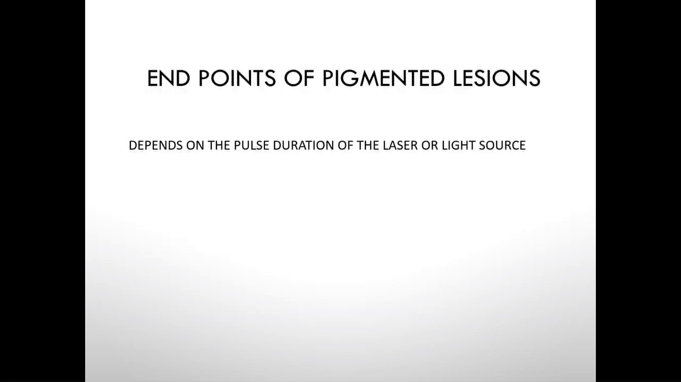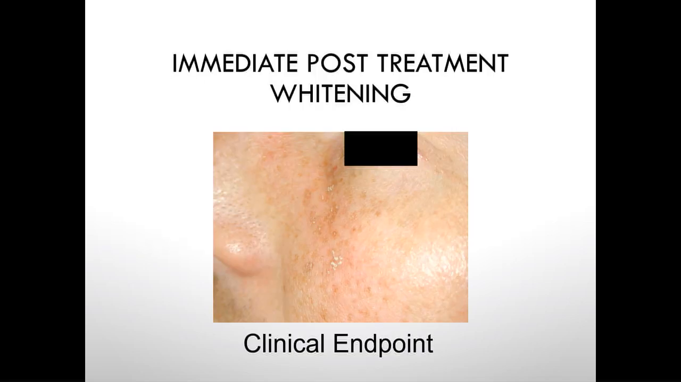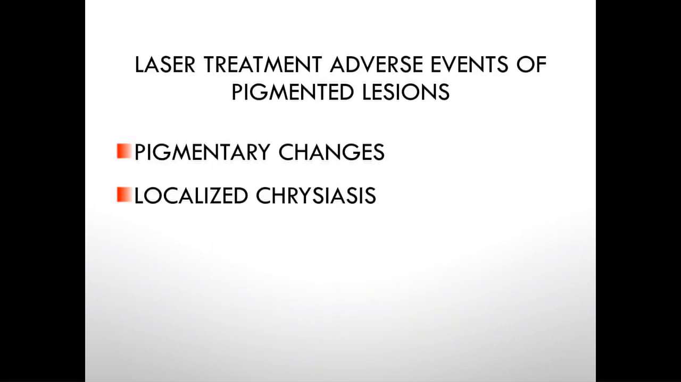The endpoints depend on the pulse duration of the laser or the light source you're using. So Q-switch lasers will cause immediate whitening. However, if you're using long pulse lasers and light sources, you'll have subtle darkening after a few minutes. So this is the appropriate endpoint when you're using a Q-switch laser.